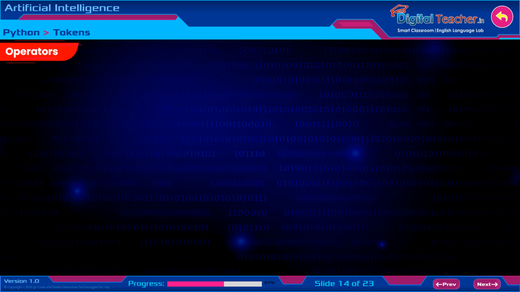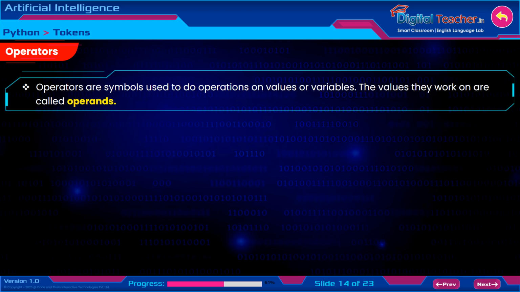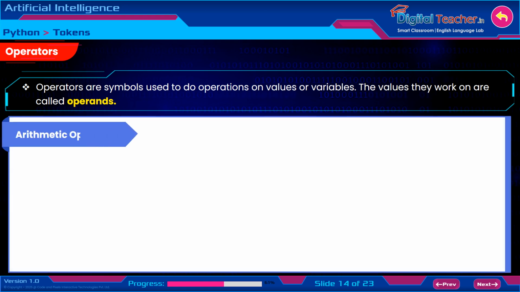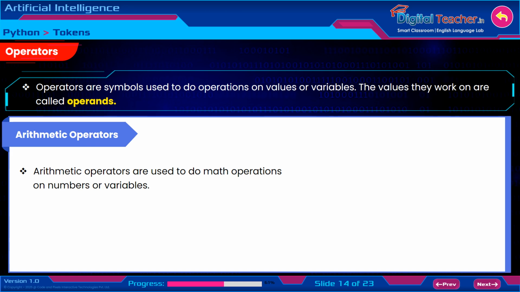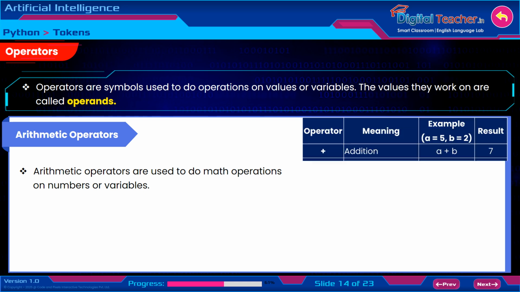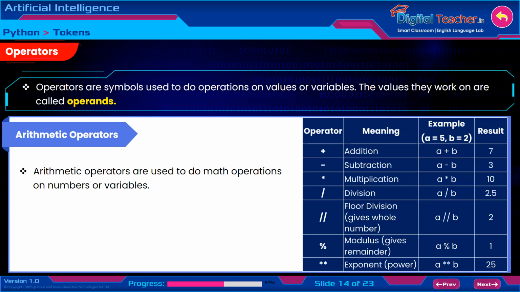Operators. Operators are symbols used to do operations on values or variables. The values they work on are called operands. Arithmetic operators. Arithmetic operators are used to do math operations on numbers or variables. Python provides the following arithmetic operators.